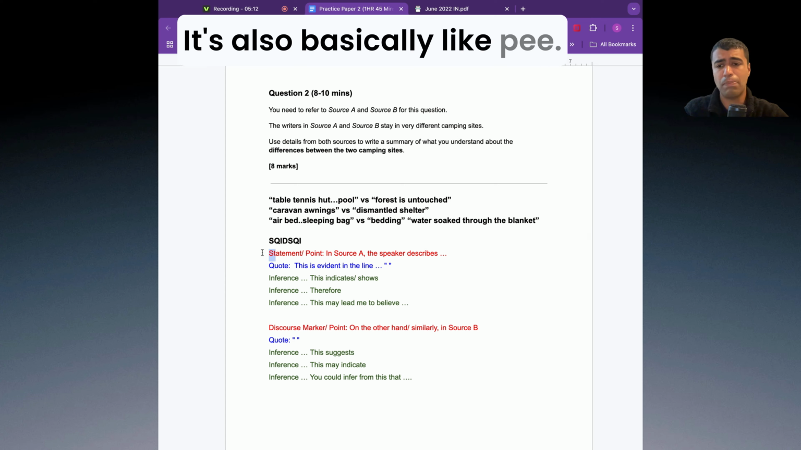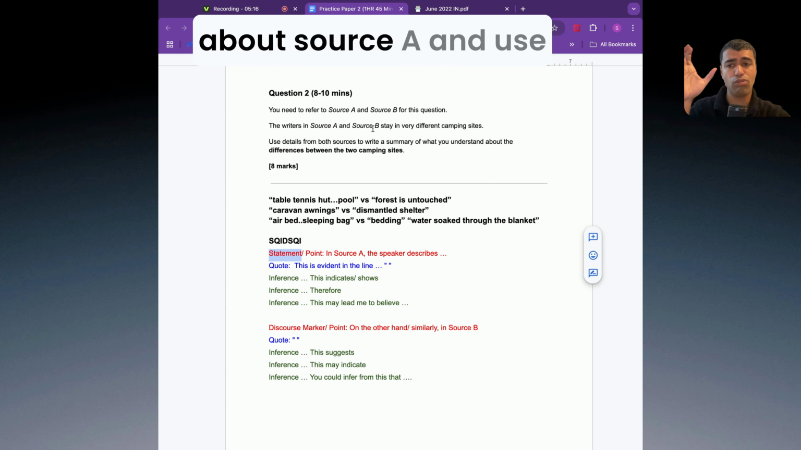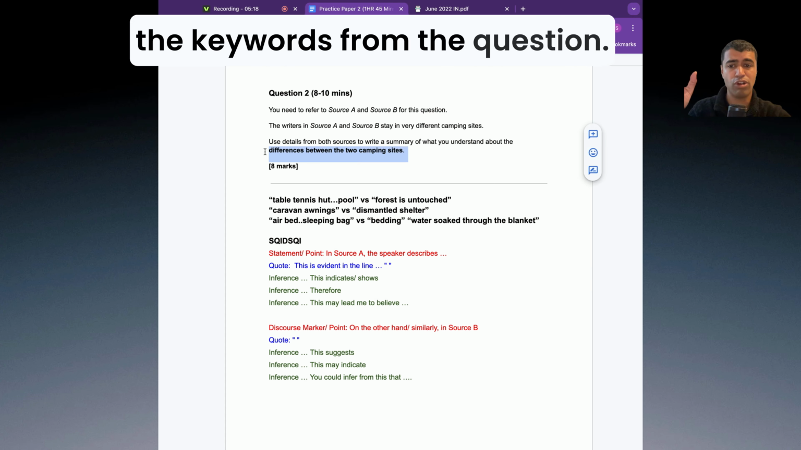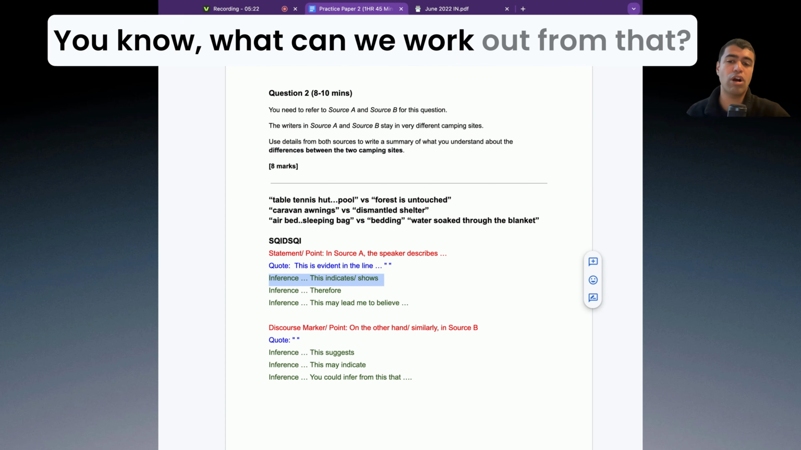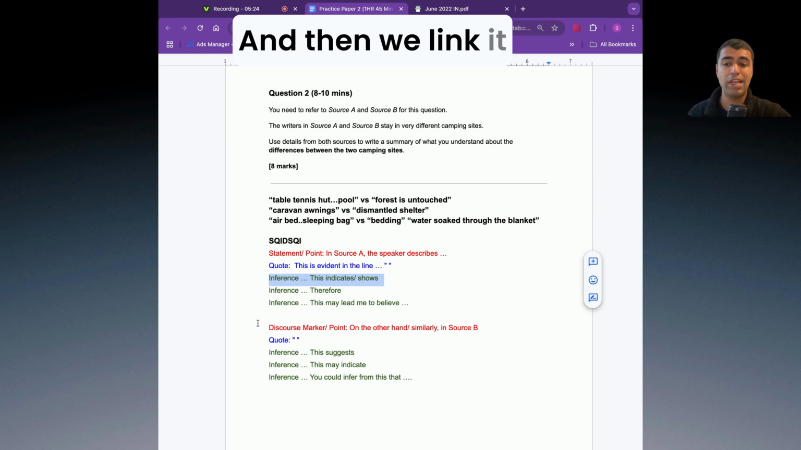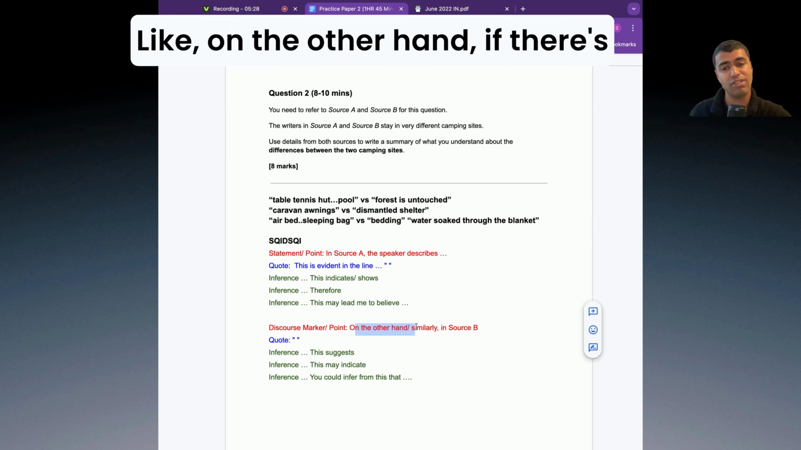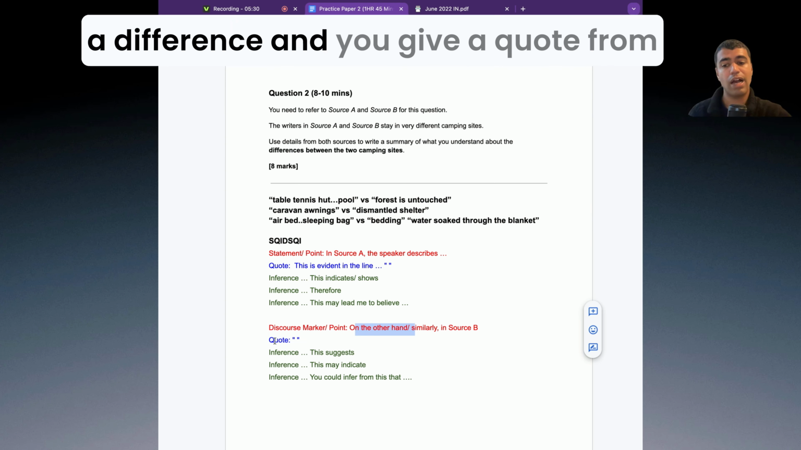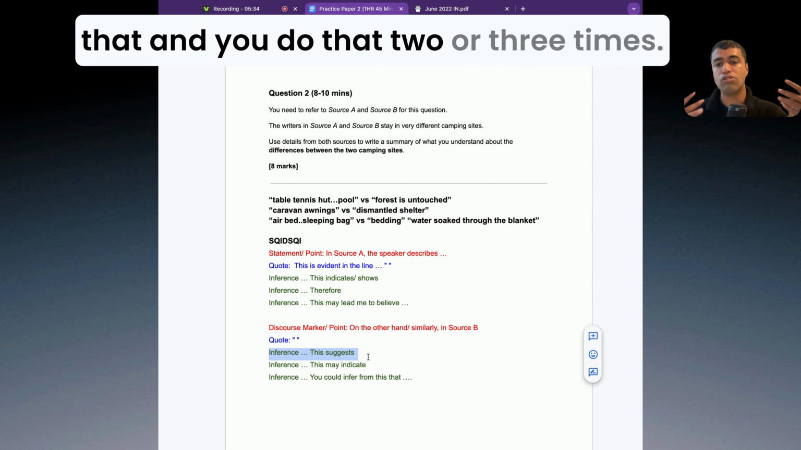It's also basically like PEE, but basically start with a statement about source A and use the keywords from the question. You give a quote, then you give some inferences. What can we work out from that? And then we link it with the discourse marker. Like, on the other hand, if there's a difference, and you give a quote from source B and you find the inference from that. And you do that 2 or 3 times.